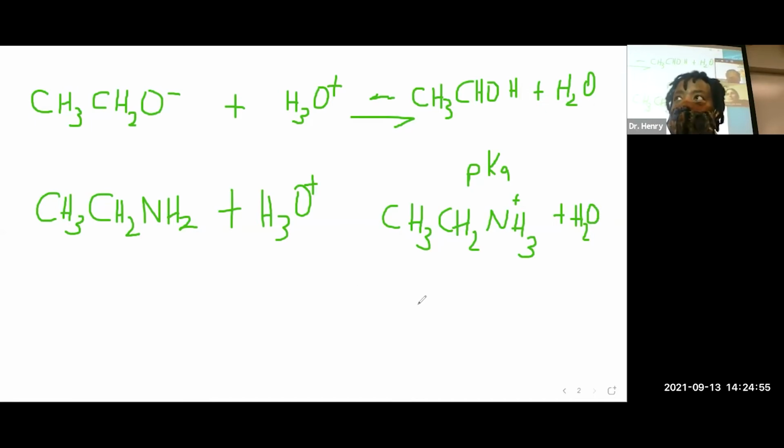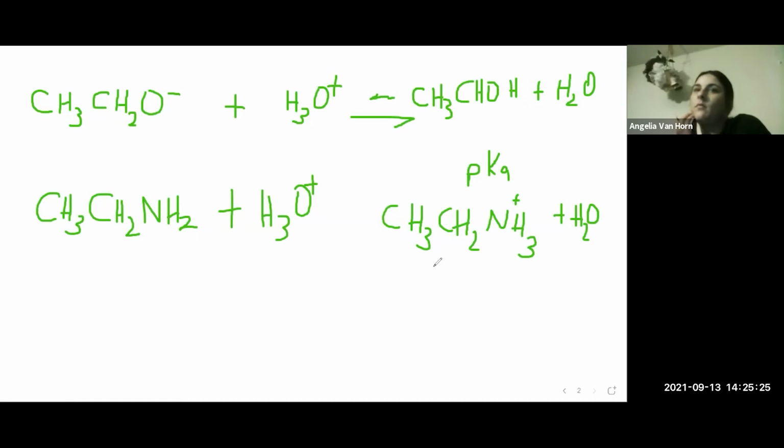Okay, so this guy is going to give me what type of acid? Is it going to be a strong acid or a weak acid? Is it going to be less than 0 or greater than 0? Is it going to be around 10? Okay, so is that going to be a strong acid, weak acid, or which one am I going to favor?